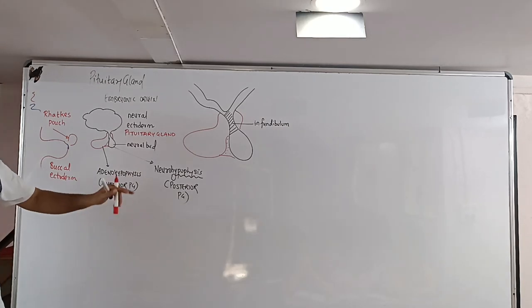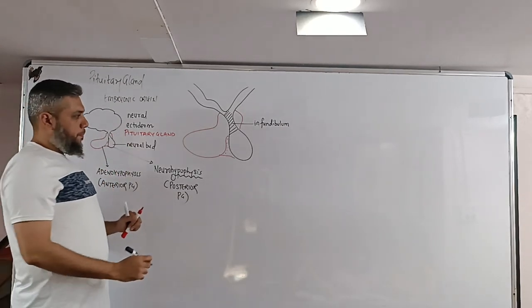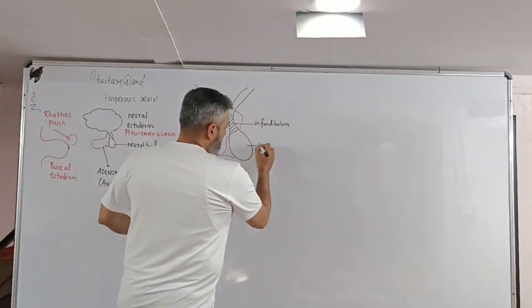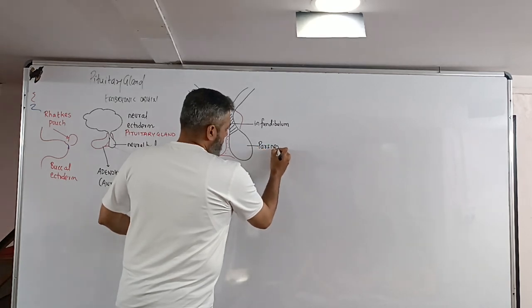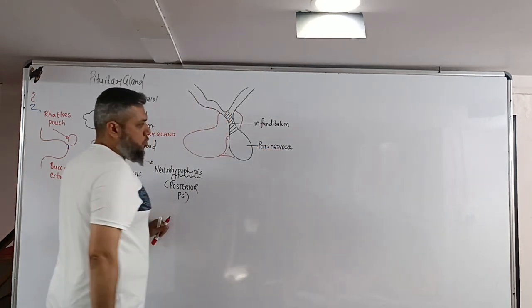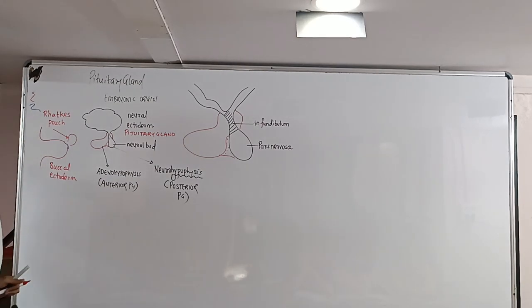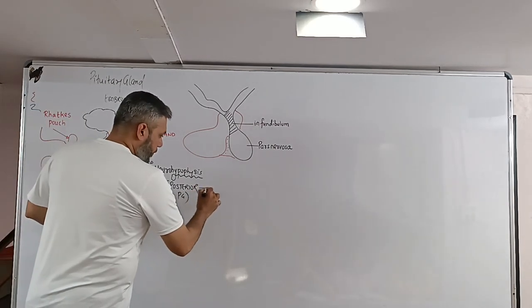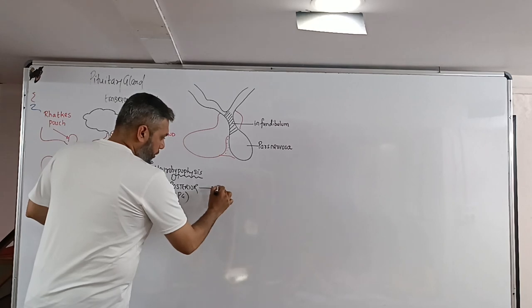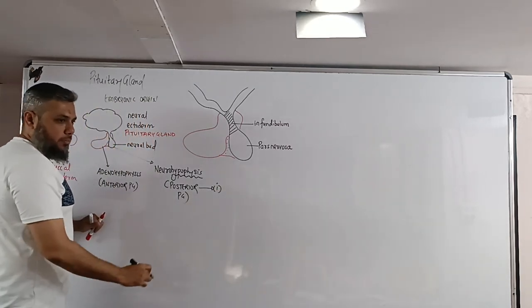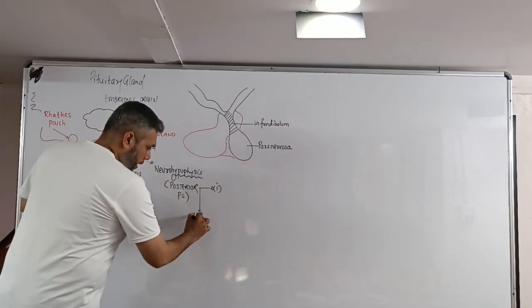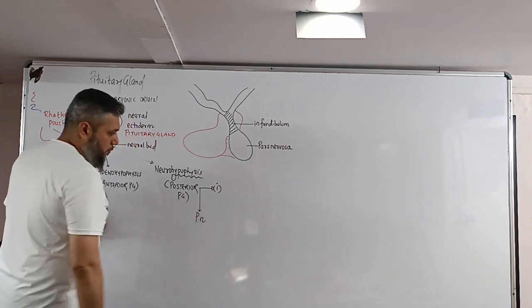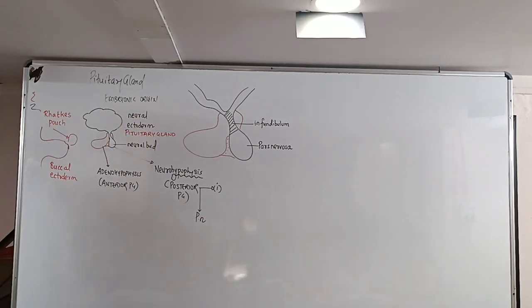Right? And the rest of the downgrowth there is called the pars nervosa. So the posterior pituitary shows the presence of this stalk, that is the infundibulum, and the pars nervosa. Did you get this point, everybody? Yes or no? All of you?